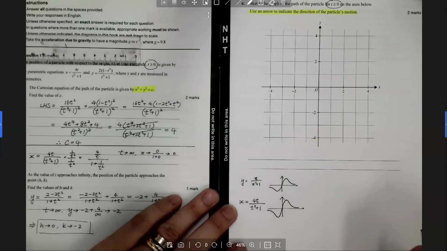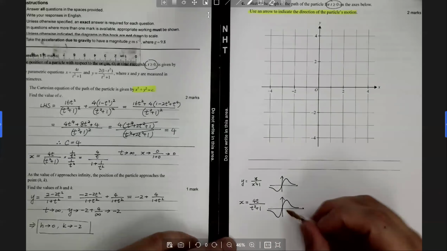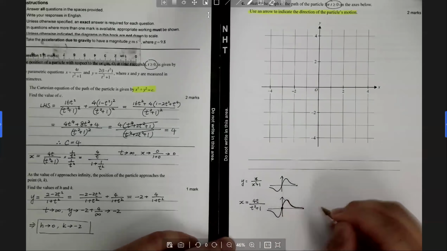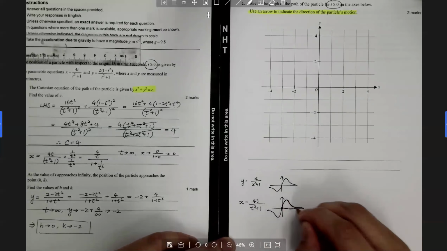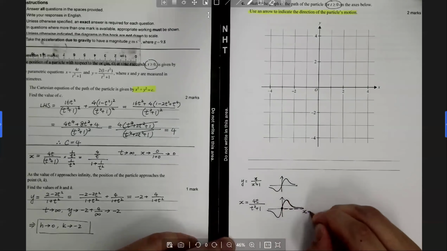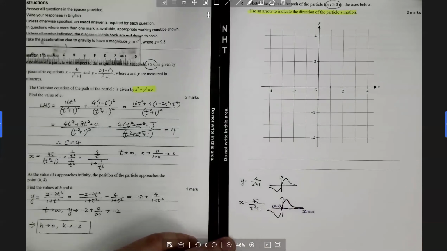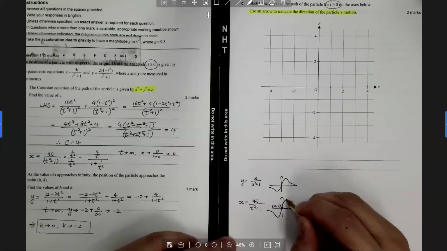And because I'm only looking at t greater than or equal to 0, I just need to look at, for example, this bit, okay? And we have a horizontal asymptote x equals 0, but we do have an x-intercept here. Next thing is I want to find this location.